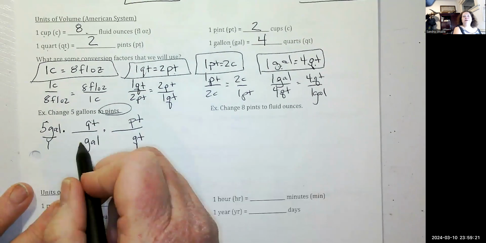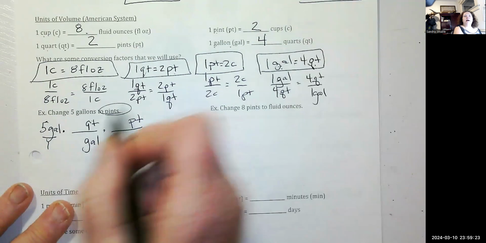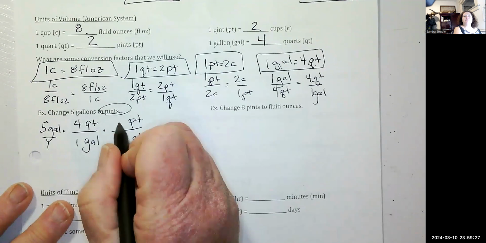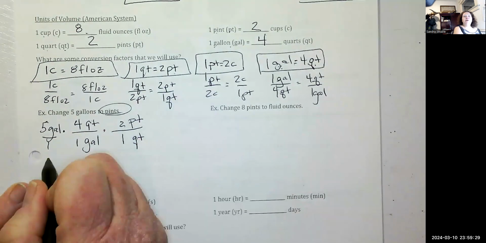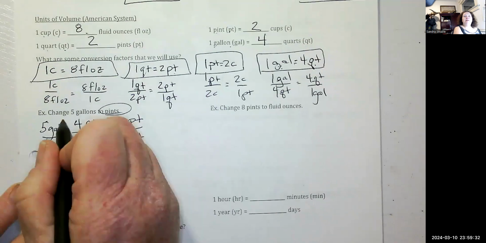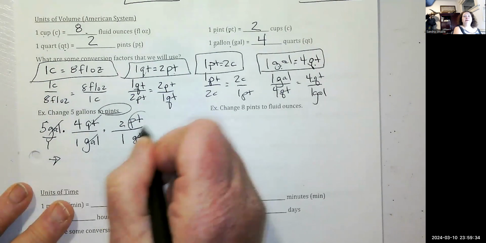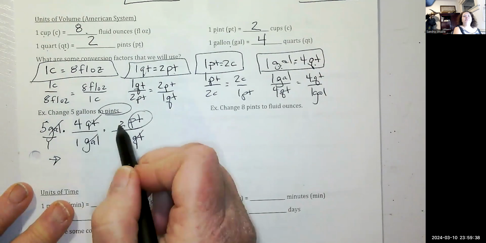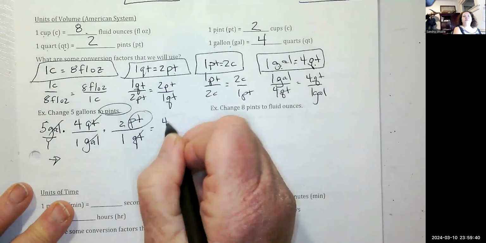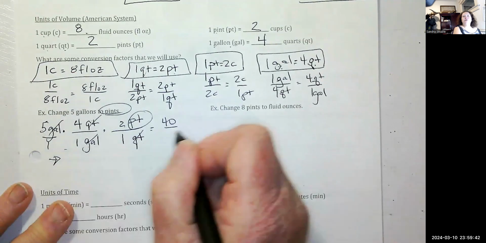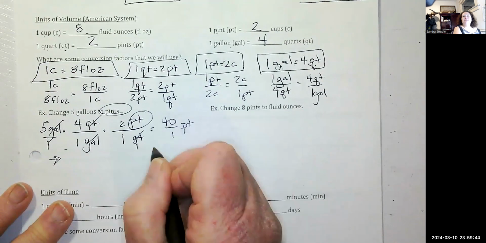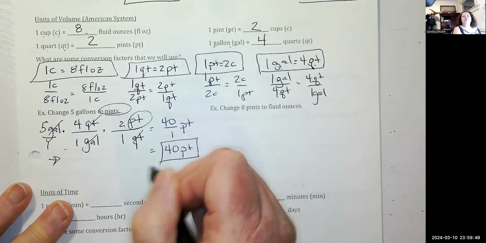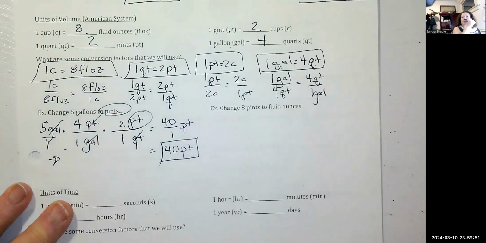Plugging in my numbers. 4 quarts is 1 gallon, and 2 pints is 1 quart. Multiplying straight across, gallons are gone, quarts are gone, left with pints, golden. 5 times 4 is 20, 20 times 2 is 40, divided by 1 times 1 times 1 is 1, and this is pints. Finally, 40 divided by 1 is 40, and pints is what we wanted. Make sure of that.